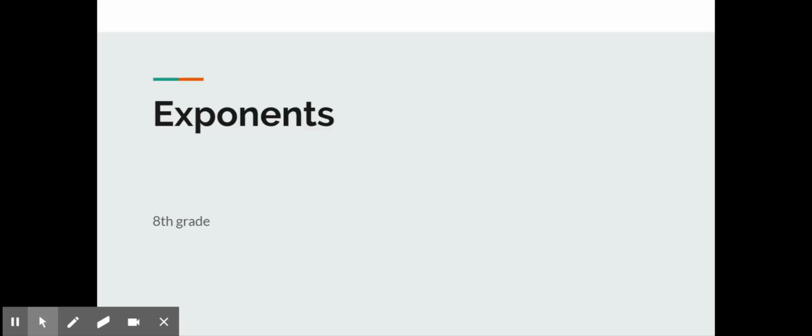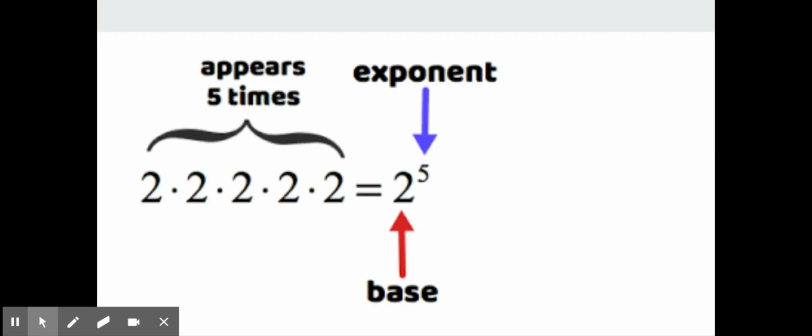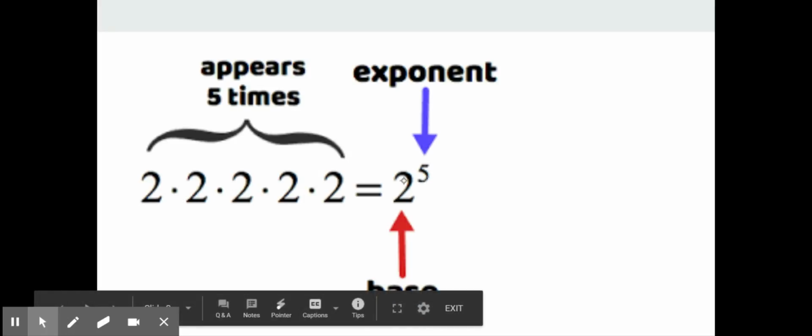Today's lesson is a brief introduction to exponents. First, we want to know what each part means and what it's called. So here's an exponent. You've seen exponents before, and it's the number in the top right of a bigger number. Now that bigger number is the base, and the number on the top right is the exponent.